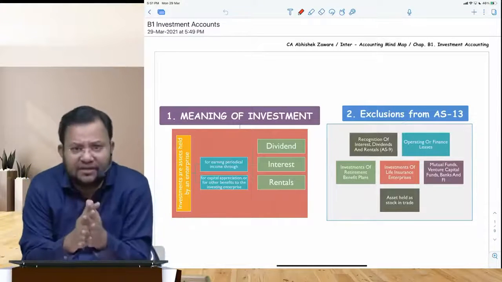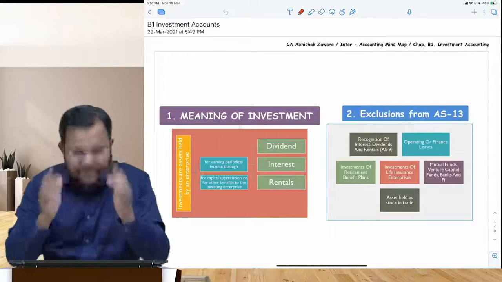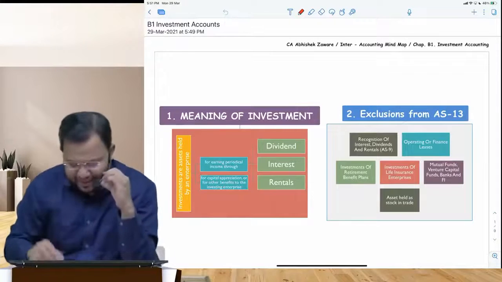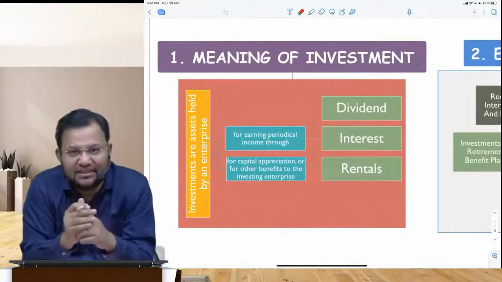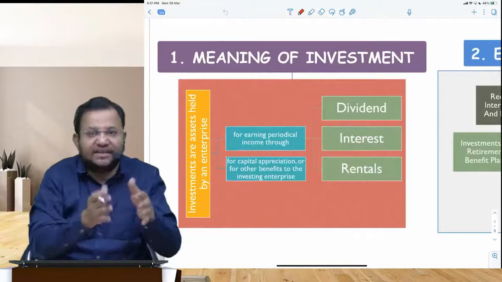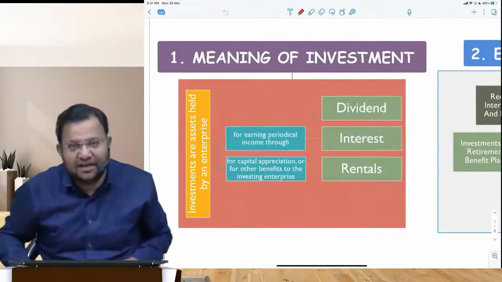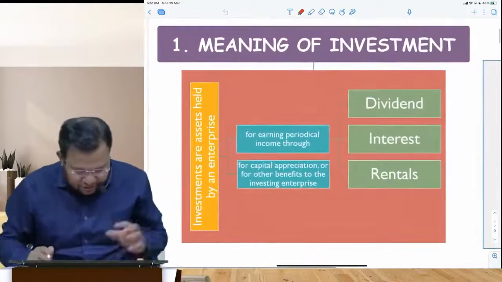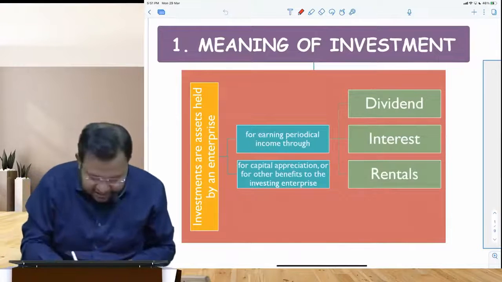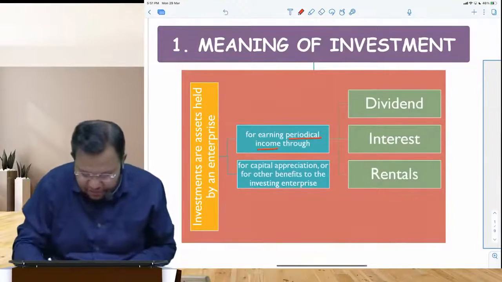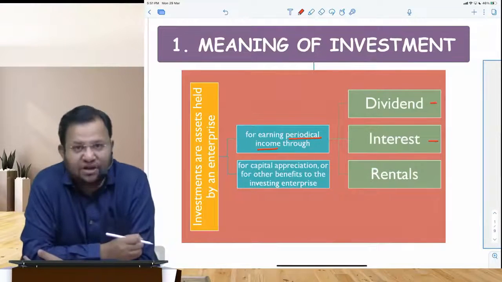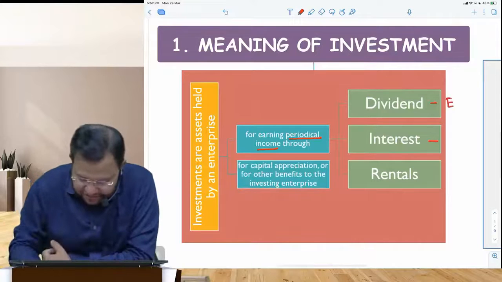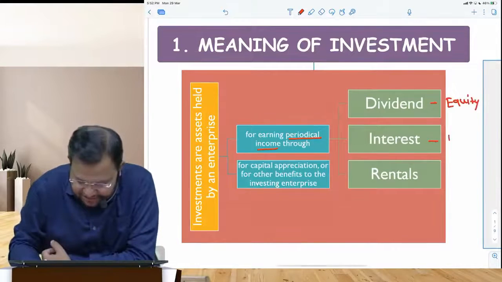Let us proceed ahead with the revision capsule on investment account. I have prepared a simple mind map for it. First, some provisions of AS 13, and then we talk specifically about accounting for debt and accounting for equity. Investment is basically for earning either a periodical income through dividend in case of equity shares, or interest in case of debt. So this is for equity, this is for debt, and rental is for real estate.